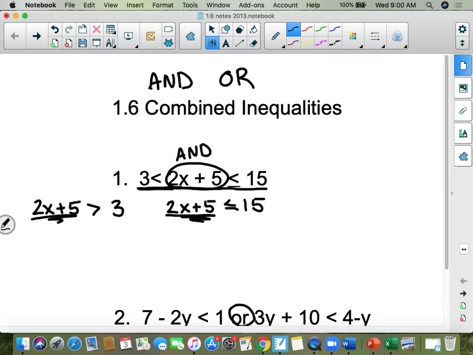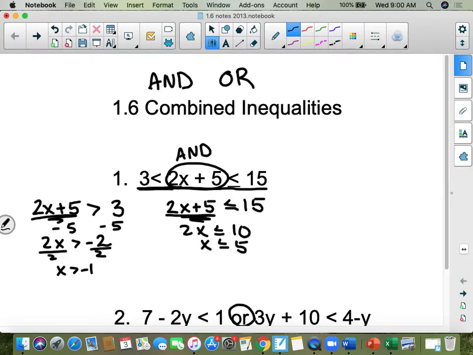So you're going to solve for x by subtracting 5. You're going to get 2x is greater than a negative 2. Divide by 2. X is greater than a negative 1. 2x is less than or equal to 10. X is less than or equal to 5.